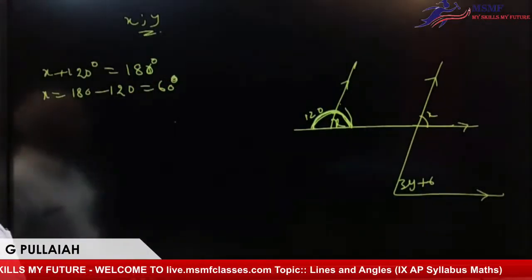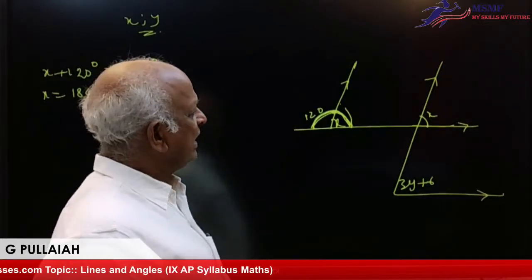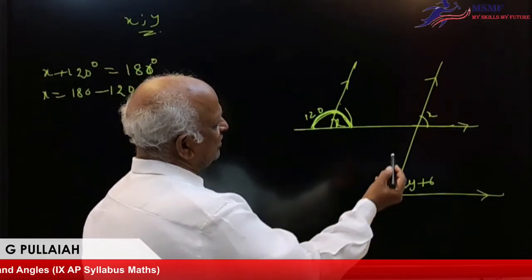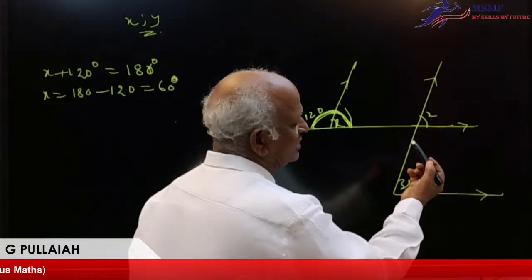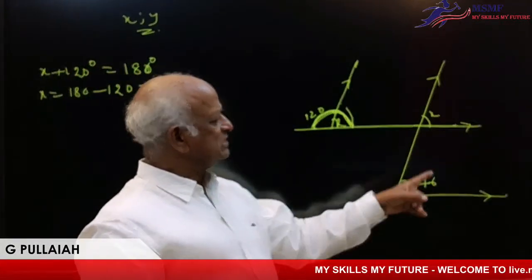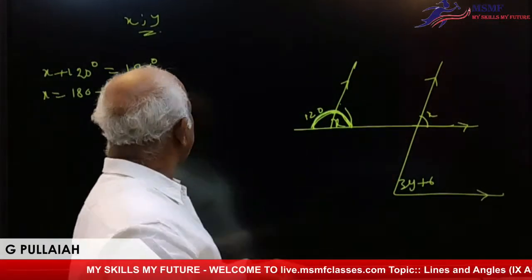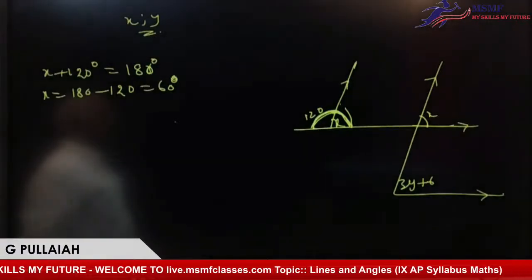Think very carefully. x is equal to 60 degrees. Here, observe the value of x, and now we are expected to find the value of y. So 3y plus 6 is equal to x. We got the value of x is equal to 60 degrees.